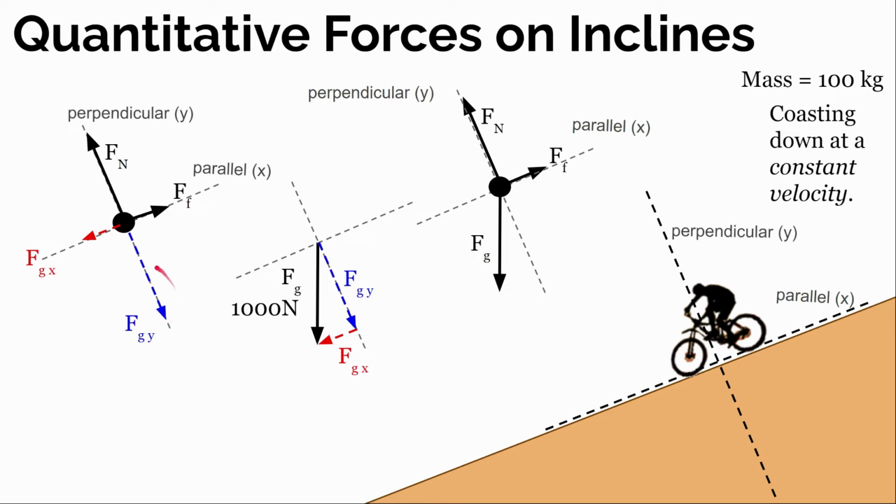So if we can figure out how big the y component of gravity is, we automatically know how big the normal force is. And if we can figure out how big the x component of gravity is, we automatically know how big the frictional force is.